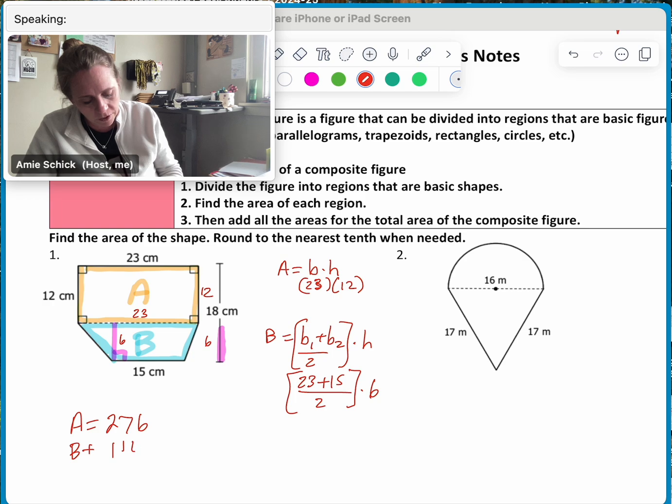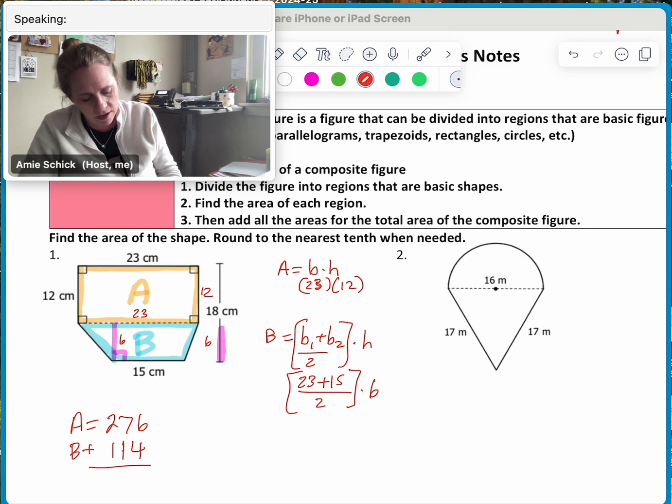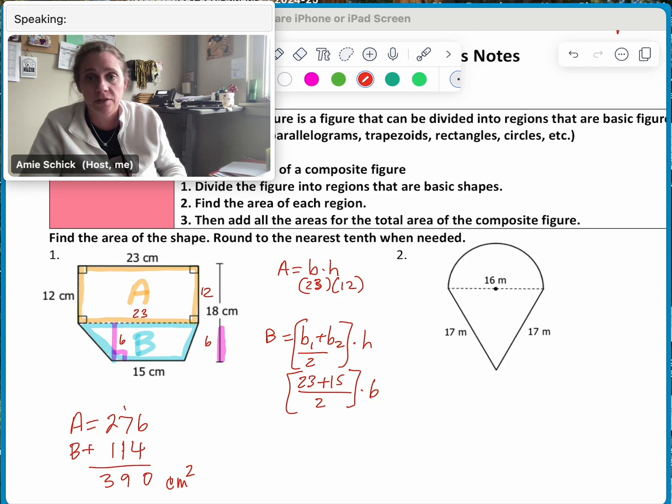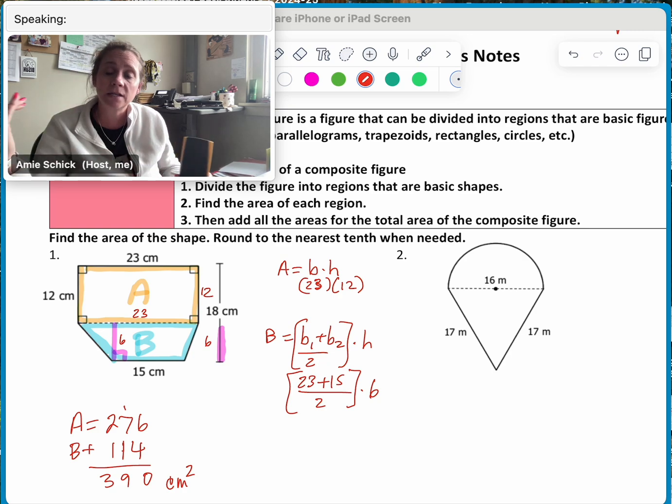Got 114. Therefore, our total and complete area is the sum of all of them. I got 390 centimeters squared. So you're going to want to, like I said, chop your shape up into shapes you recognize.